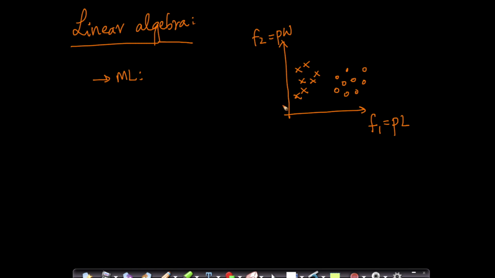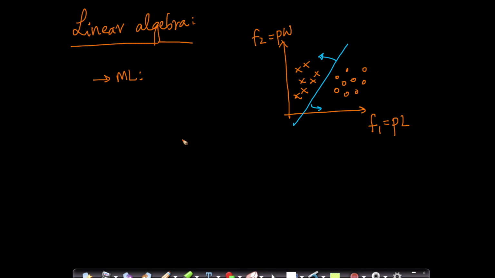Now, to be able to distinguish one flower from the other, one of the methods that we saw when we were doing exploratory data analysis was that we could draw a line like this. And we could say everything on one side of the line belongs to one class of flowers, everything on this side belongs to the other class of flowers. This we could do in 2D.